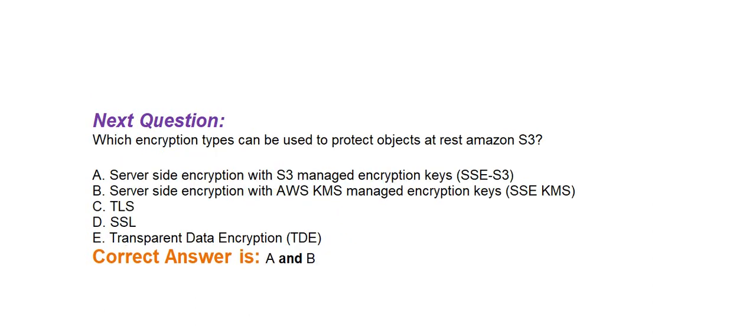Next question is, which encryption types can be used to protect objects at rest in Amazon S3? Option A, server-side encryption with S3 managed encryption keys, SSE-S3. Option B, server-side encryption with AWS KMS managed encryption keys, SSE-KMS. Option C, TLS. Option D, SSL. Option E, transparent data encryption, TDE.